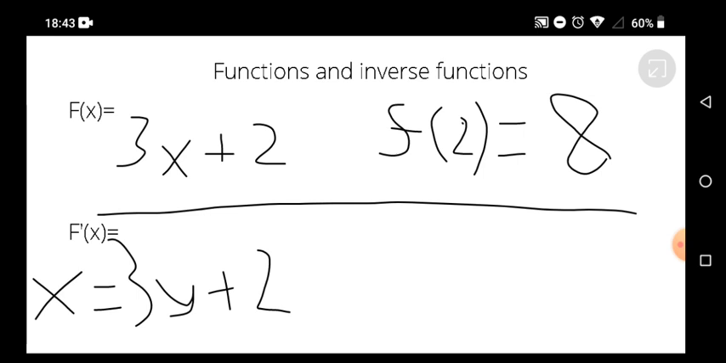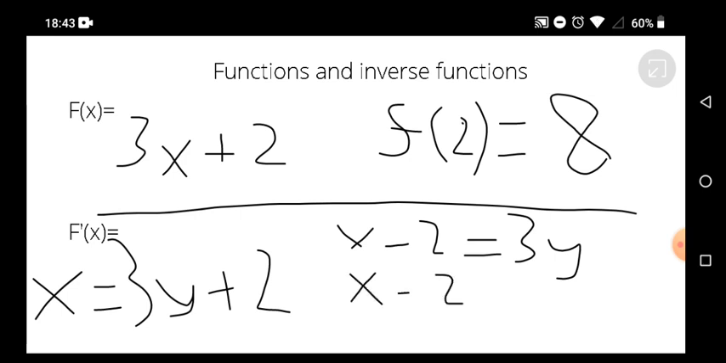Alright? Okay, so what I can see here is I'm going to take 2 from both sides, and I'll get x minus 2 is equal to 3y. Okay, we just have to divide both sides by 3 to get y on its own. We get x minus 2 all divided by 3 is equal to y, and that x minus 2 all over 3 is f to the minus 1, or the inverse function of x.